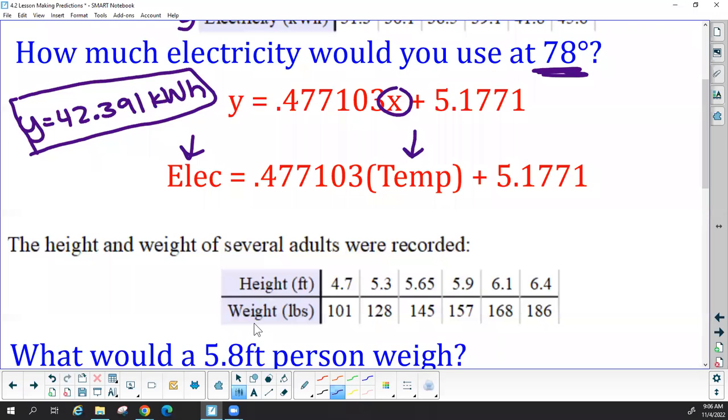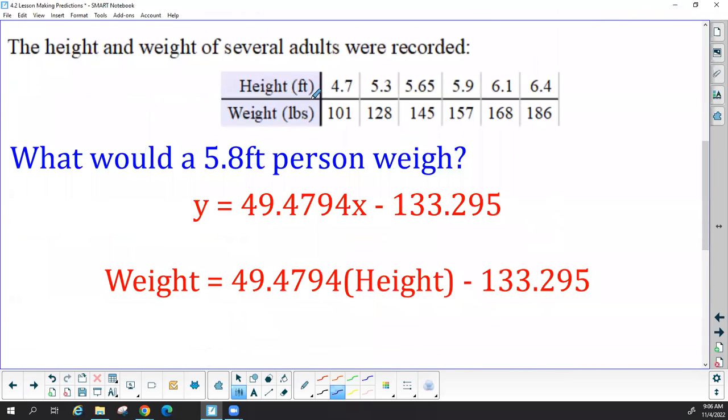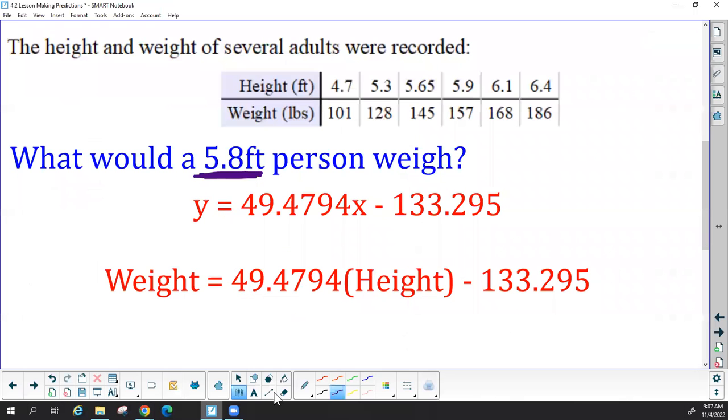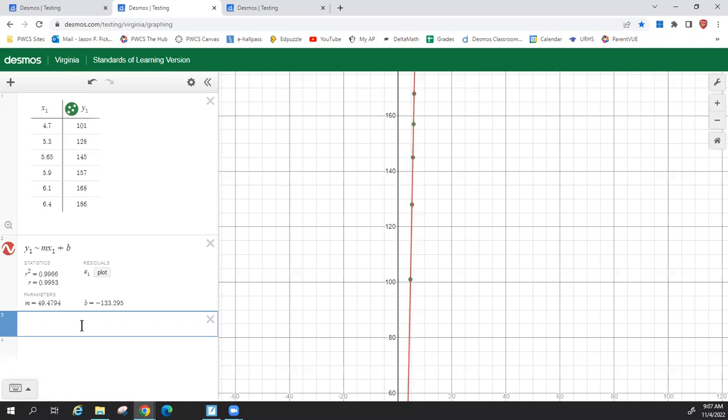So let's look at the next one. Here we had the heights and weights of several adults. We want to predict what the weight would be approximately for a person who is 5.8 feet tall. Again, I have loaded this into Desmos. This is what we did last time. You can see the line of best fit and our data points. We could just type in X equals 5.8 and we'll get a vertical line. When it graphs that line, it puts a point where the two lines intersect. You can click that and see the coordinates.